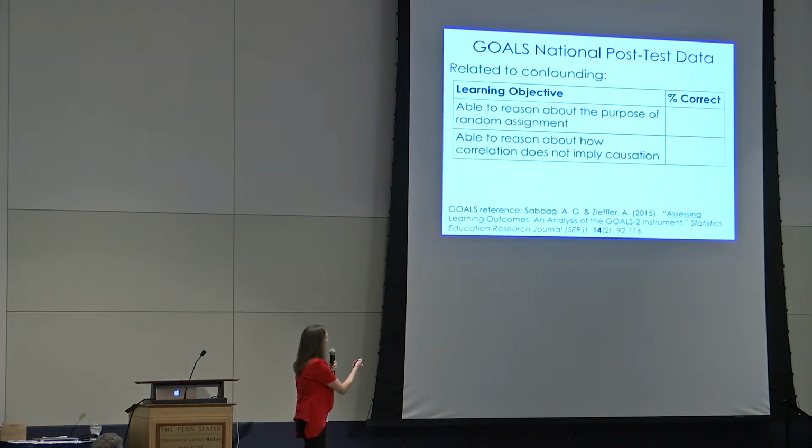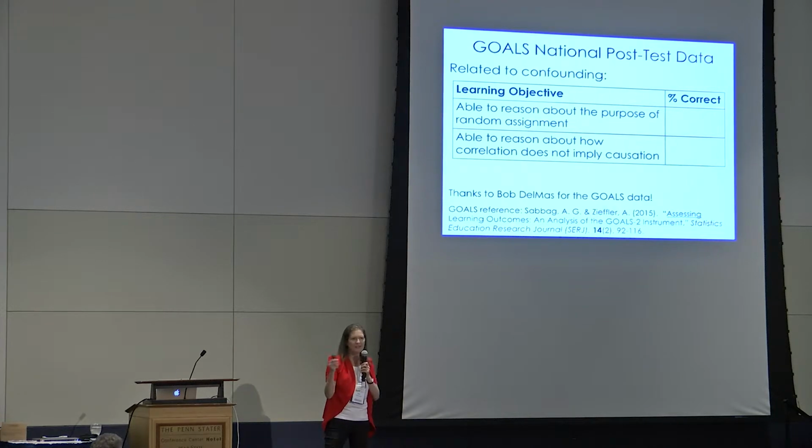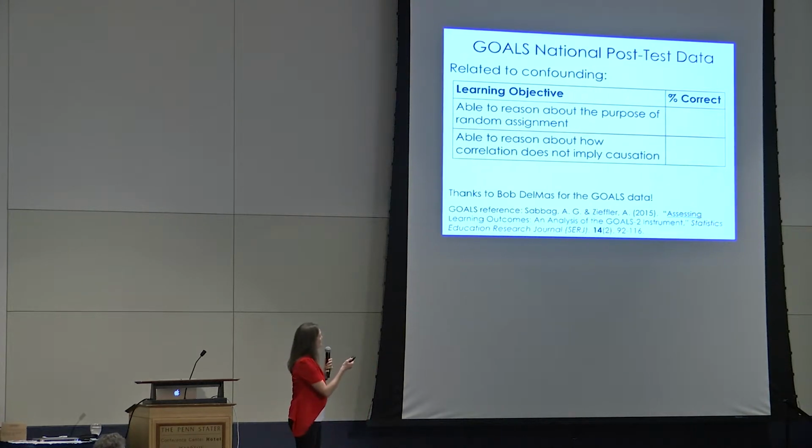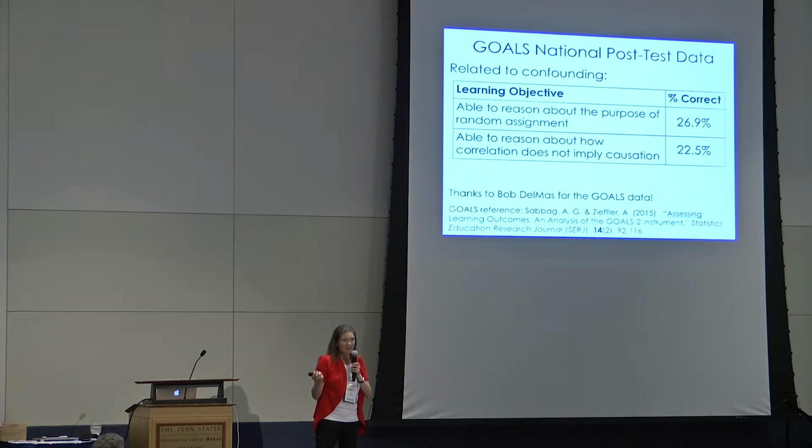All right, so first of all, I want to give a shout out. I don't think he's here at this conference, but Bob delMas very generously shared the most recent data as of last week with me, so these are up-to-date numbers. Okay, so able to reason about the purpose of random assignment, 27%. Able to reason about how correlation does not imply causation. So to steal a phrase from Holly Lynn earlier, it ain't there.